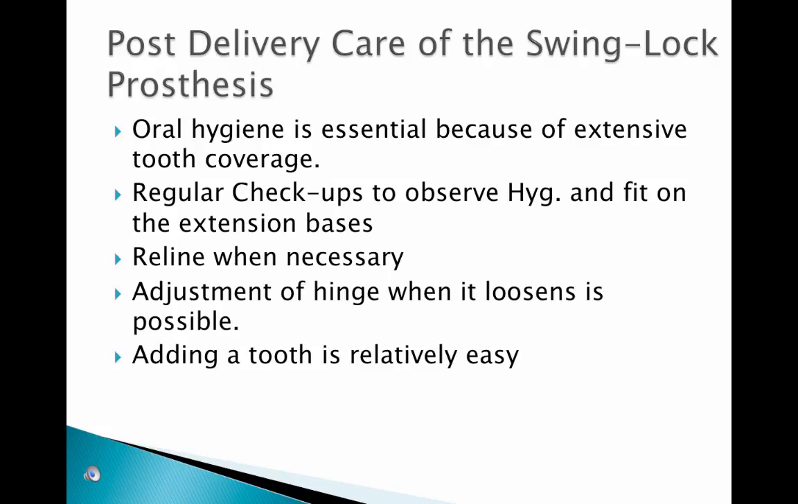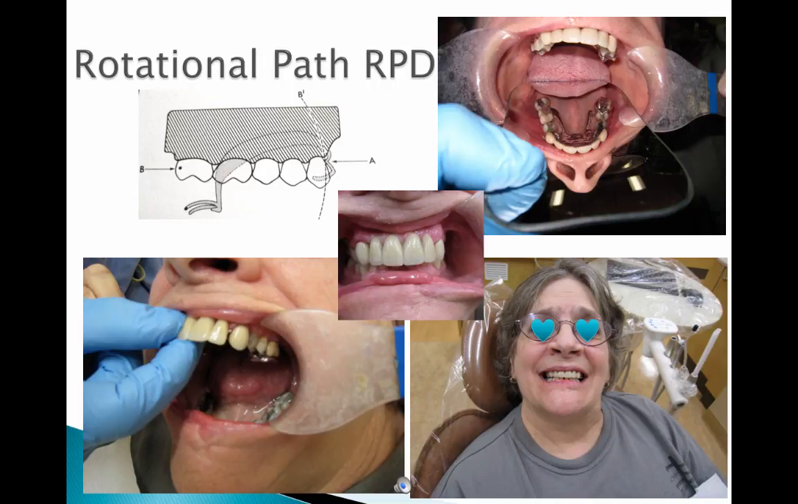Also, the hinge sometimes comes unadjusted and it may loosen up the partial denture, but it is very easy to fix. You do a little bit of a bend to it and you can get it back to a retentive state. If a patient does happen to lose a tooth during the wear of this prosthesis, it's relatively easy to replace a tooth on the swing lock removable partial denture. That's one advantage. This is an example of a rotational path that was done in the clinic.